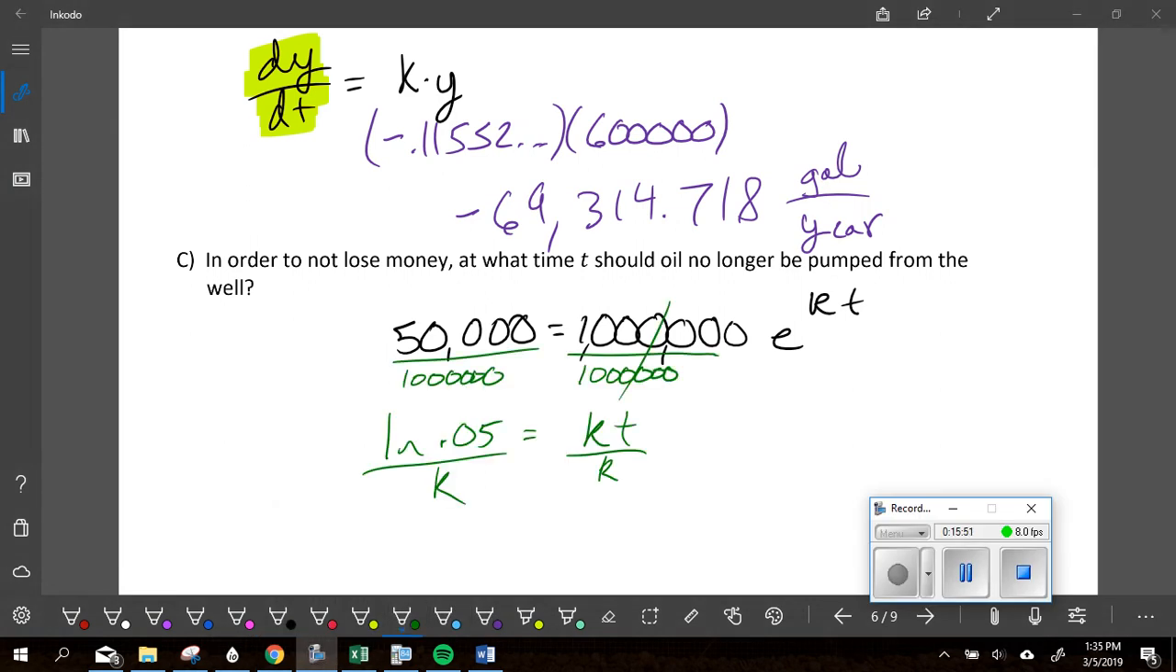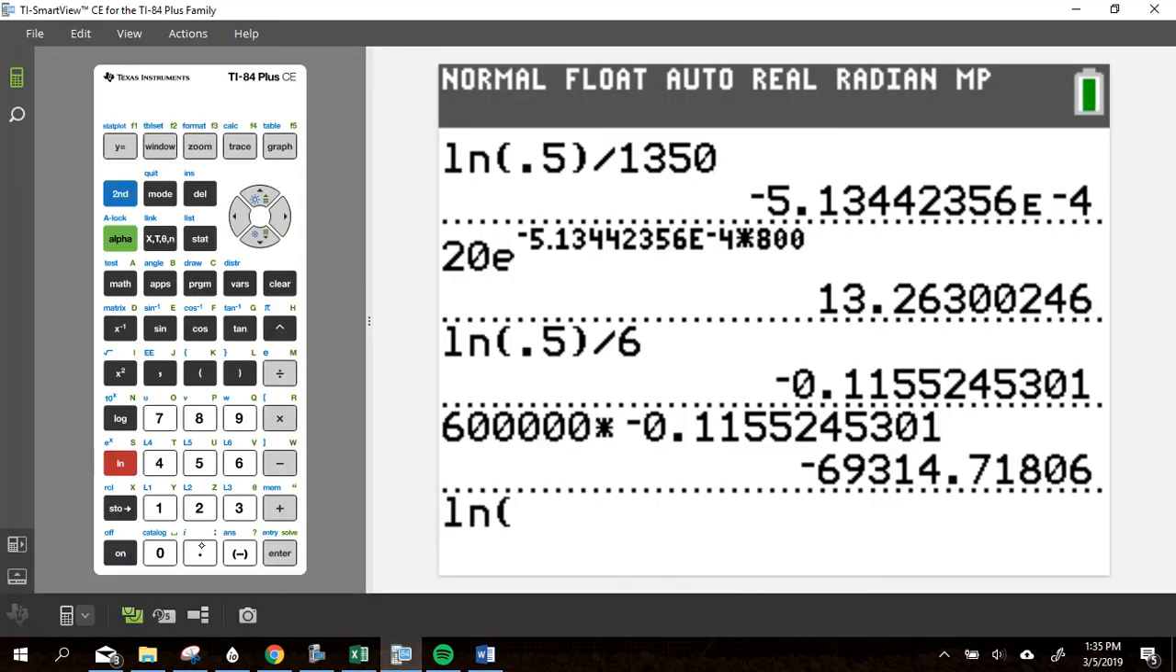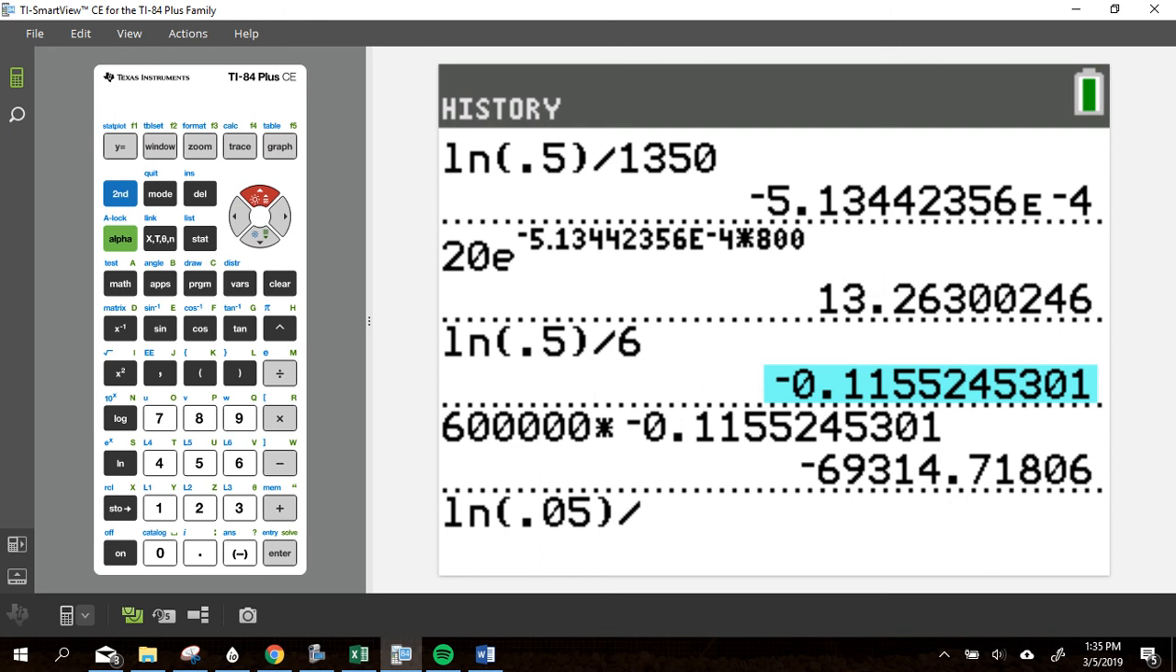We set up that equation right there. I divided by 1 million. That got rid of the 1 million. To get rid of the E, I took the natural log of both sides. So now I have natural log of 0.05. To get rid of K, I'm dividing by it. So in my calculator, I'm taking the natural log of 0.05, and I'm dividing it by that K number again, which is this number up here, that negative 0.011 number.